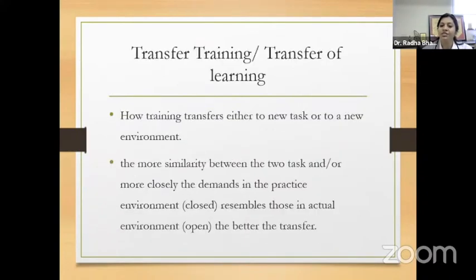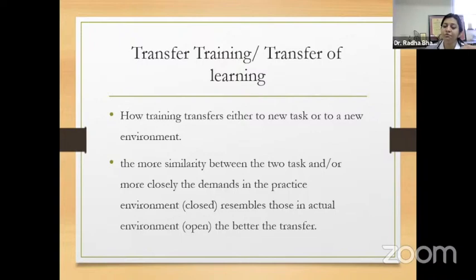Next is transfer training or transfer of learning. Again, the more variety you give to your patient, the more transfer of training or transfer of learning there will be. As we had seen, one of the major things with which we see if the movement is learned or not was adaptability, which was our third component in the measure. So if we want adaptability, there should be transfer of training.